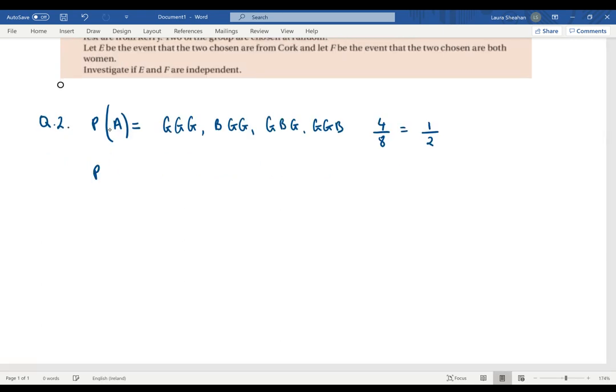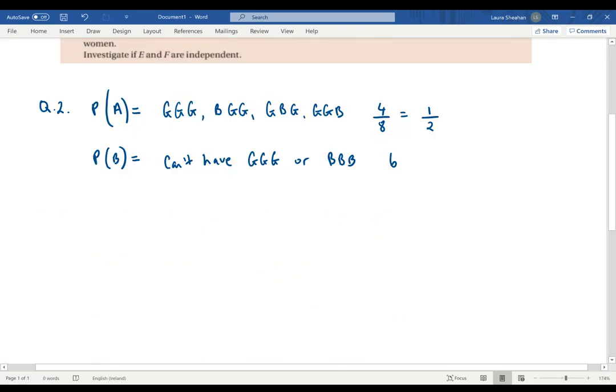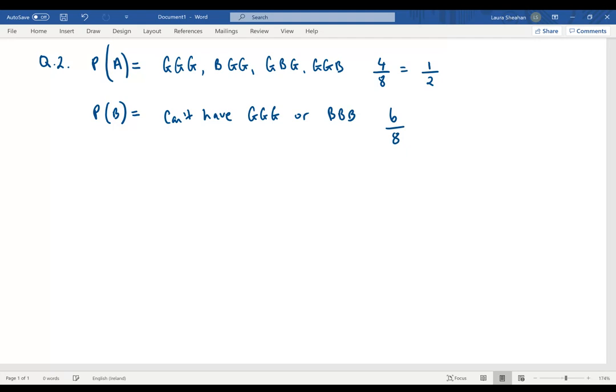The probability of B is that there are children of both sexes. So the only ones we can't have are girl, girl, girl or boy, boy, boy, but every other outcome has a mix of sexes. So there are 6 other outcomes out of the total of 8. So the probability of B is 3/4.